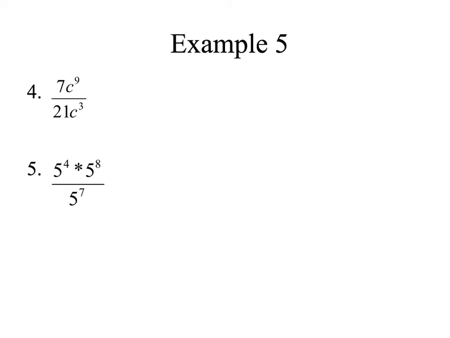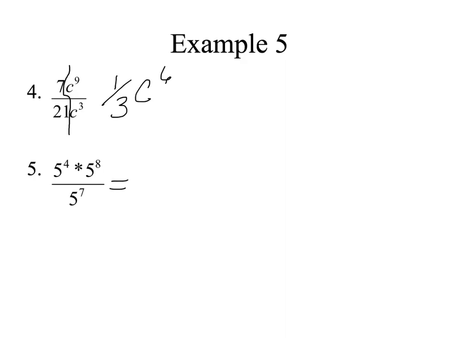Alright, in number 4, this was just like problem 3 we just went over. You're going to split it up so you have the numbers on one side and your variables with the exponents on the other. The 7 over 21 reduces down to 1/3, and 9 minus 3 gives me 6. My brain was thinking too far ahead.